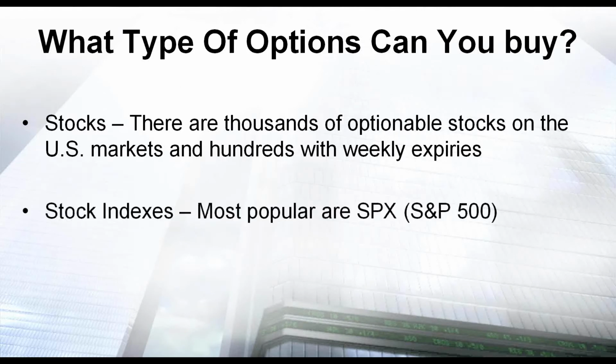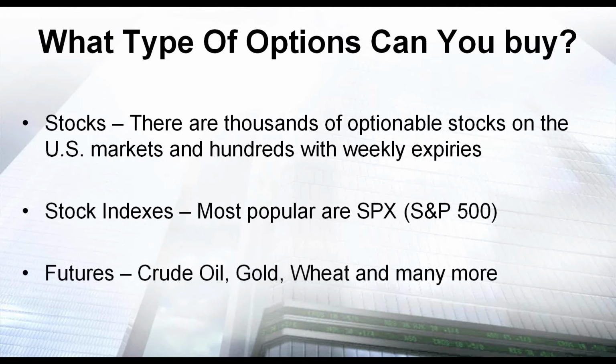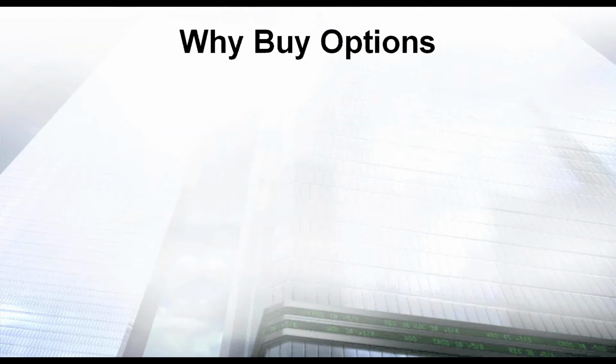You can also purchase options or sell options on stock indices. One of the most popular is the S&P 500, the SPX options. You can also trade options on futures, something like crude oil, gold, wheat, even currencies, just about anything these days.